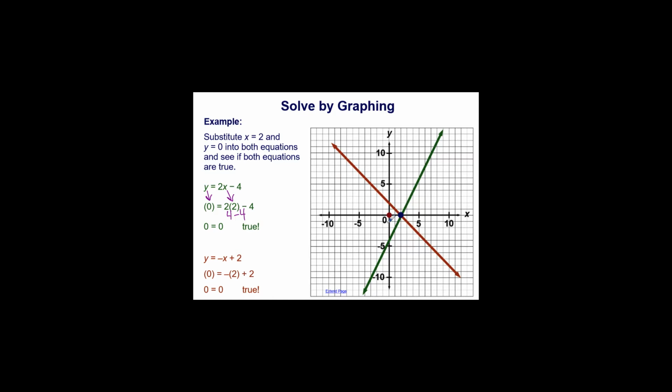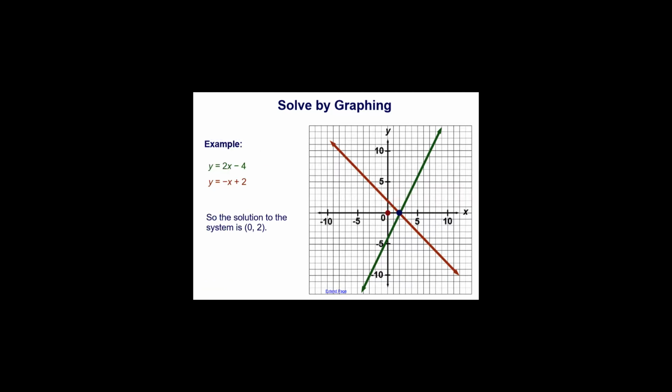Now let's substitute in y equals 0 and x equals 2 for that orange equation, that line. So we're substituting in y equals 0 and x equals 2. So 0 equals negative 2 plus 2. Negative 2 plus 2 simplifies to 0, so that produces a true statement as well. So substituting in x equals 2 and y equals 0, that point where the two lines are crossing makes both of the equations of those lines true.